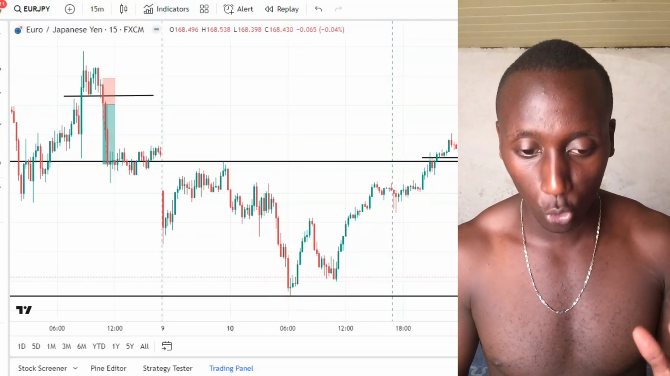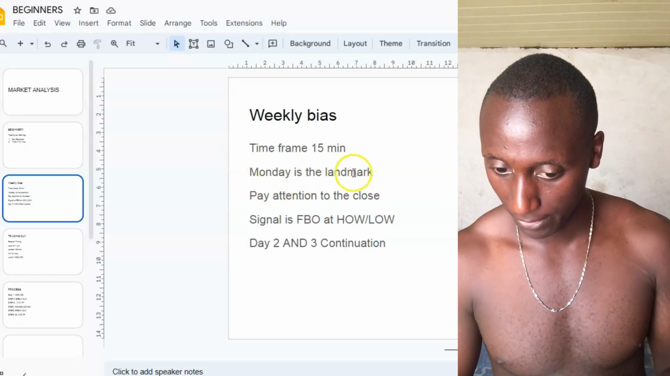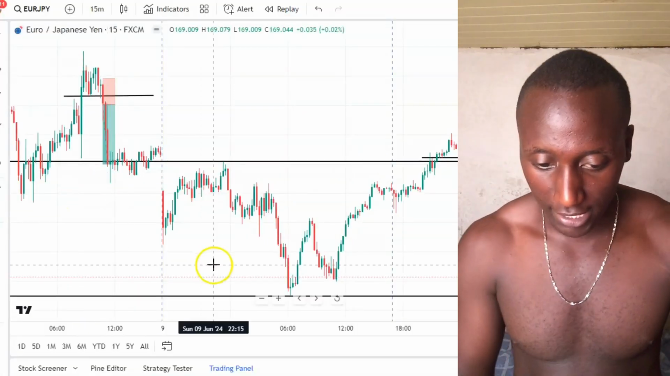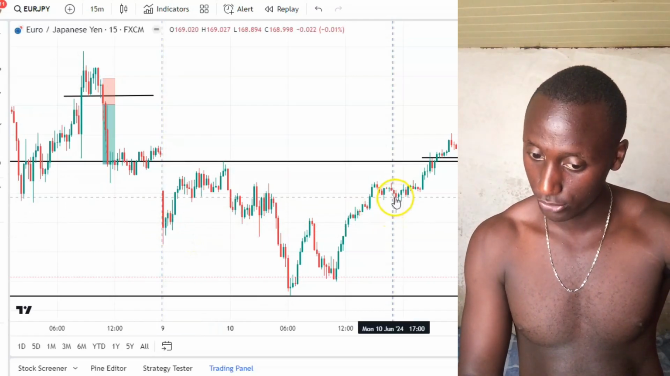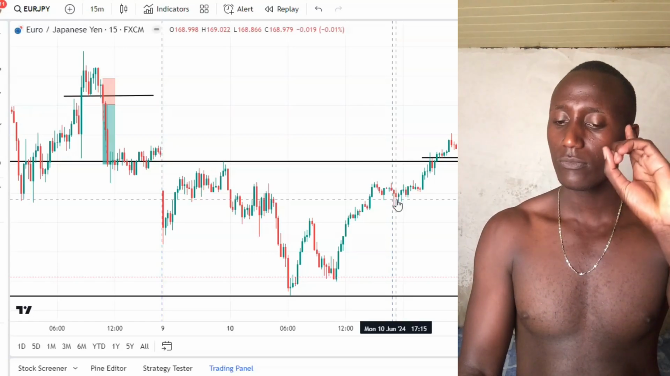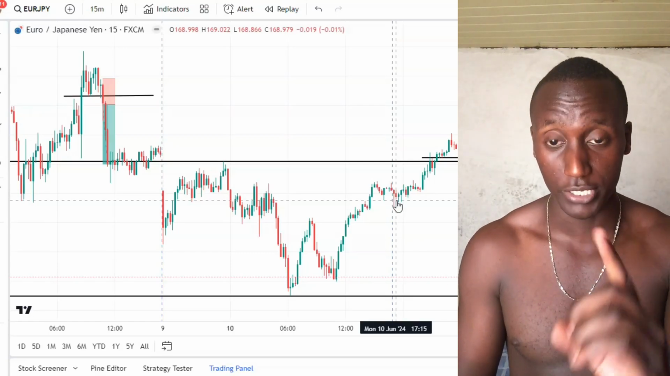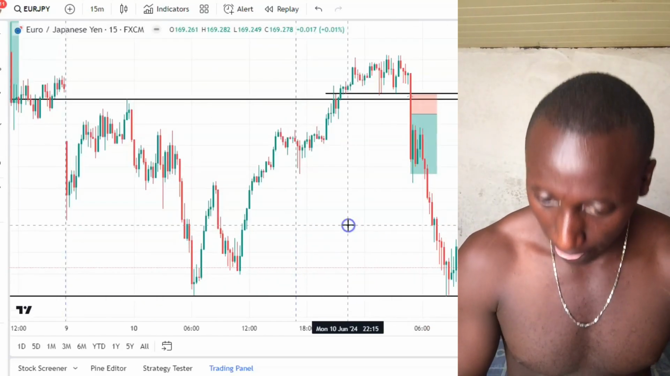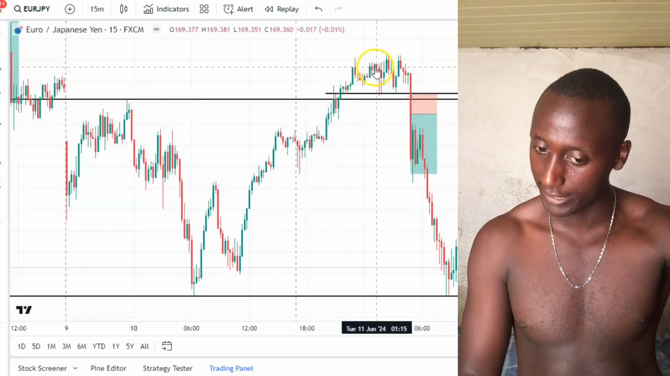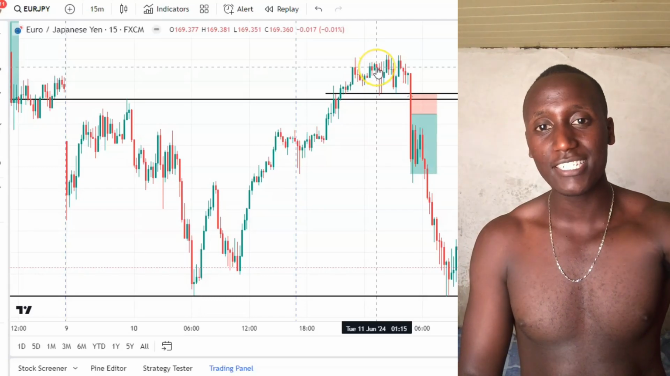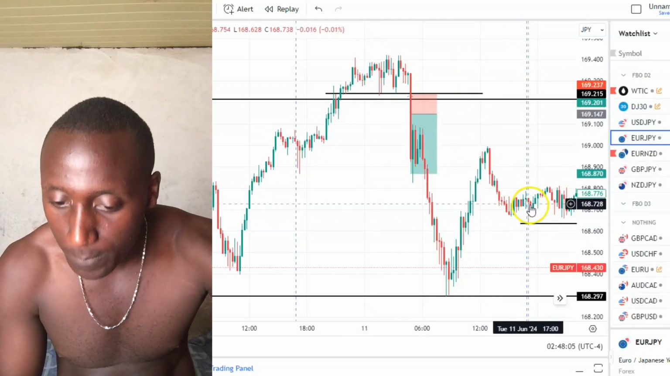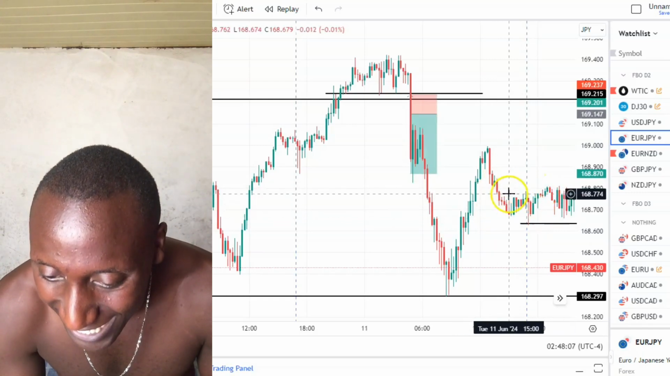Now that we know where Monday is, we pay attention to the close. Now, this is the open, this is the close. And so we pay very close attention to the close of Tuesday. So Tuesday breaks out. So we can see that this is the high. Tuesday breaks out, but we are also interested in the close. How does Tuesday close? Tuesday closes inside.